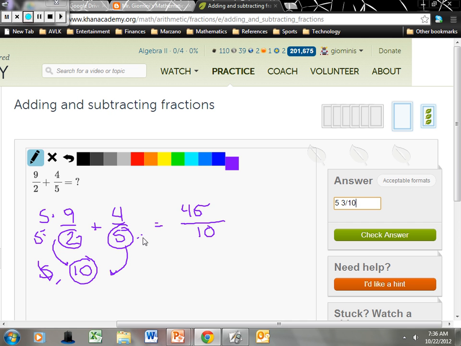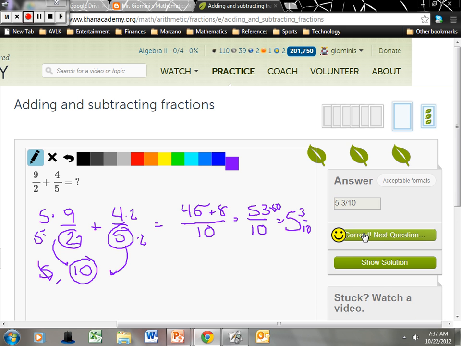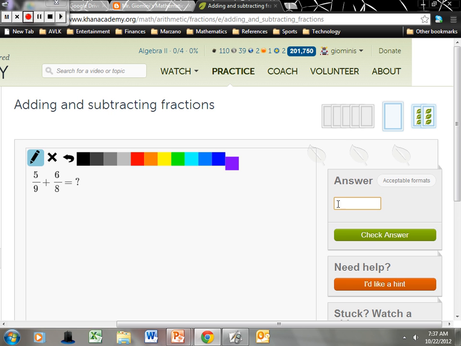I multiplied it by 2. Whatever I do to the denominator, I do to the numerator. 4 times 2 is 8. That'll give me 53 tenths, which gives me 5. That gives me 10. 5 times 10 is 50. Subtract 50 there, you get 5 and 3 tenths. So you get the same answer. Alright. I was hoping they'd give me a subtraction one.